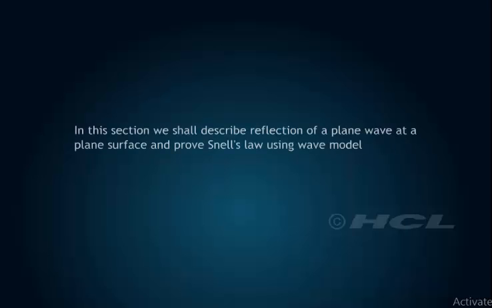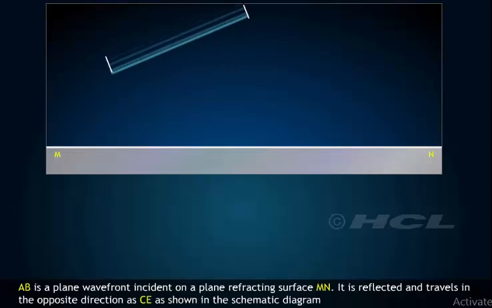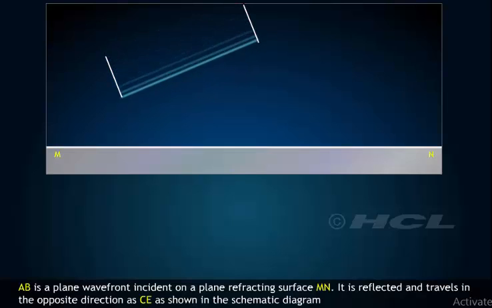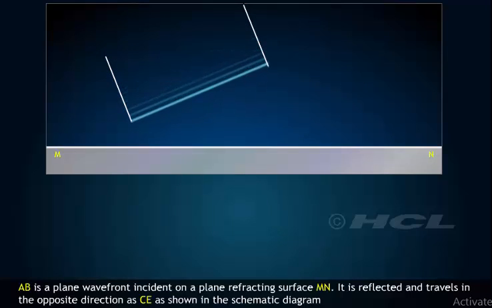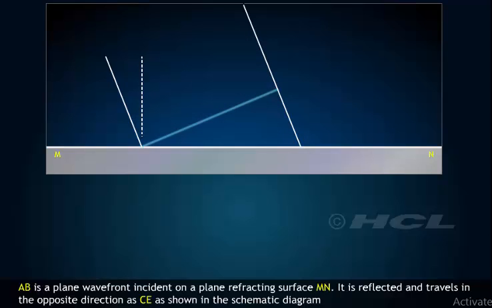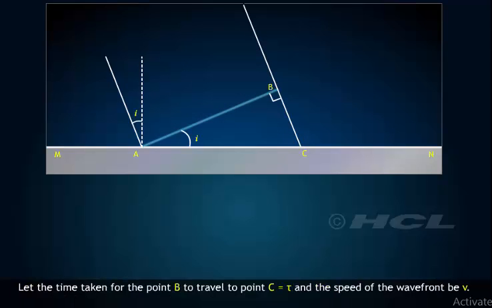Reflection of a plane wave at a plane surface. In this section, we shall describe reflection of a plane wave at a plane surface and prove Snell's law using wave model. AB is a plane wavefront incident on a plane reflecting surface MN. It is reflected and travels in the opposite direction as CE, as shown in the schematic diagram. Let the time taken for the point B to travel to point C equal t and the speed of the wavefront be v.